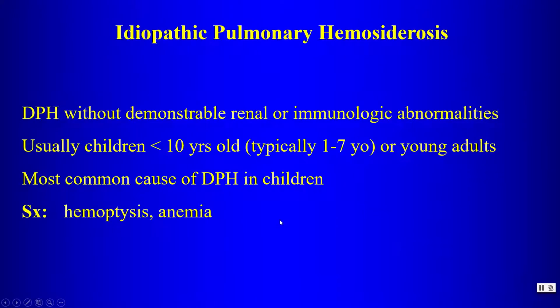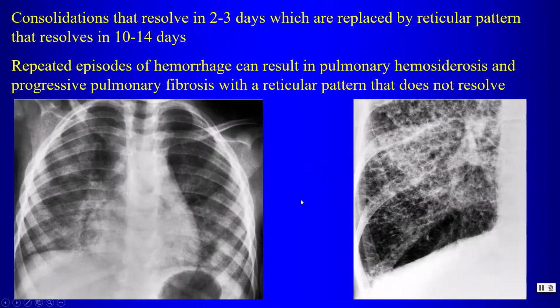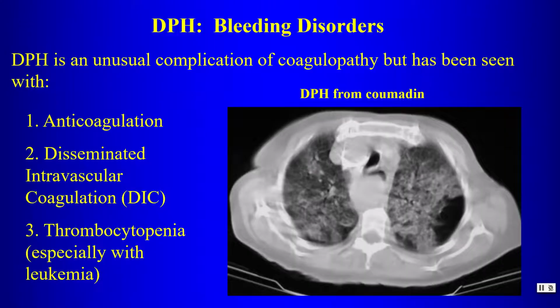One other disease we need to talk about for pulmonary hemorrhage is idiopathic pulmonary hemosiderosis. This disease results in diffuse pulmonary hemorrhage without renal or immunological abnormalities, usually affects children, and it's the most common cause of diffuse pulmonary hemorrhage in children. It can result in hemoptysis and anemia. These patients can develop consolidations that can resolve in a few days and can be replaced with reticular opacities. Repeated episodes of hemorrhage can result in pulmonary hemosiderosis and sometimes progressive pulmonary fibrosis in these patients.